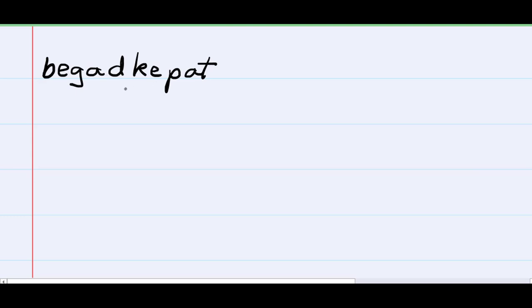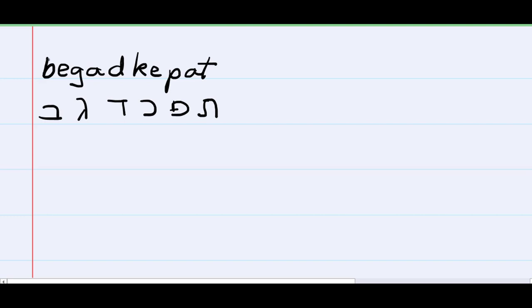Forget about the vowels here, the E, A, E, and A. What we're focusing on are the consonants. The B, of course, represents Bet. The G represents Gimel. The D represents Dalet. The K represents a Kaf. Remember, not a Kof, but a Kaf. The P represents the Pei. And the T represents the Tav.